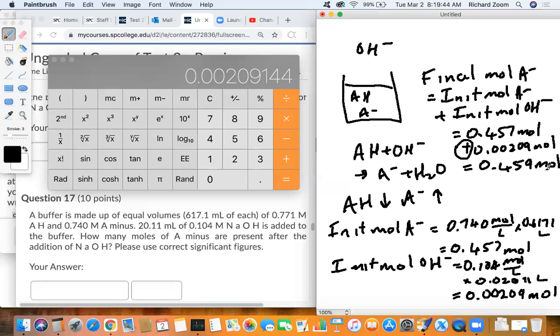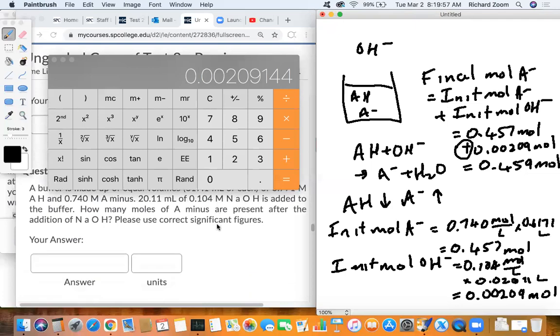Kate, since you're the one who asked, did you have any questions about 16 or 17 about why it's minus or plus? No, after you showed the equation of how they reacted, I understood. Okay.